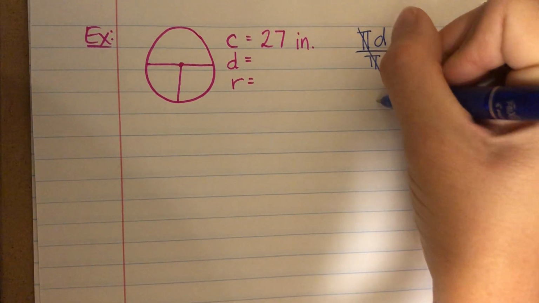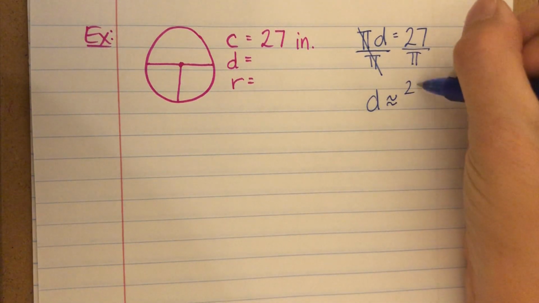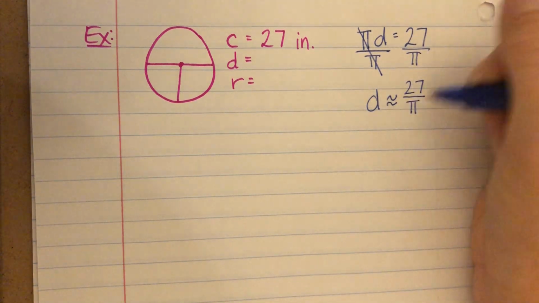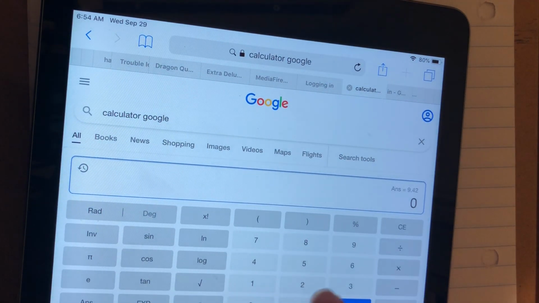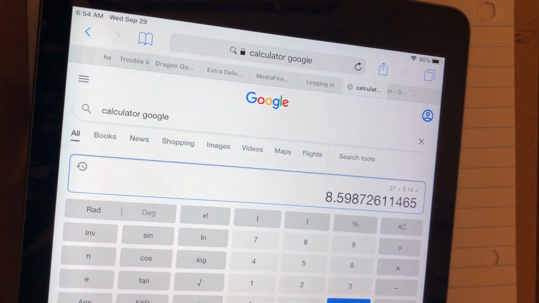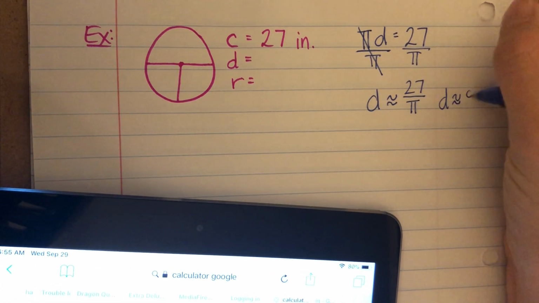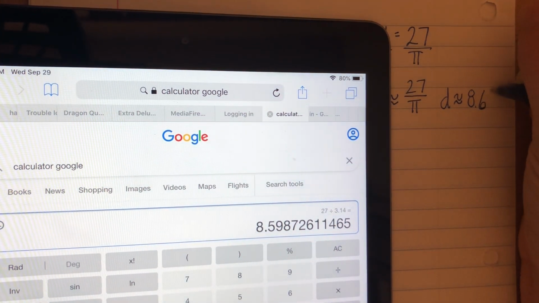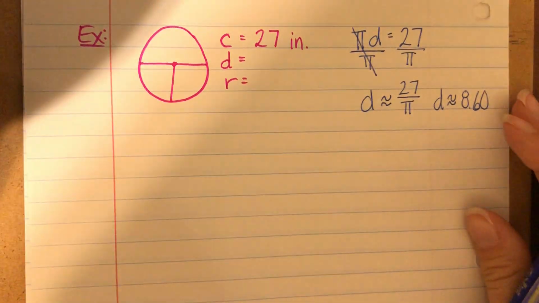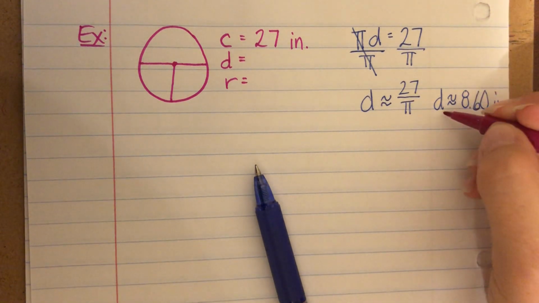Okay, then we have the diameter is approximately equal to 27 divided by pi. I guess it's not approximate yet until we divide by pi, but here, let's go ahead and do that. Okay, 27 divided by 3.14. So I'm finding that the diameter is approximately 8.60, and that's going to be inches. Okay, so now we have our approximation for the diameter.